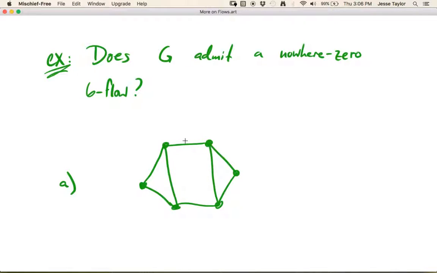So let's start by just putting some directions on these. And again, like we mentioned last time, the direction doesn't really matter so much. So let's see if we can do this. You might want to try pausing the video and seeing if you can do it yourself. But let's just throw some on here.